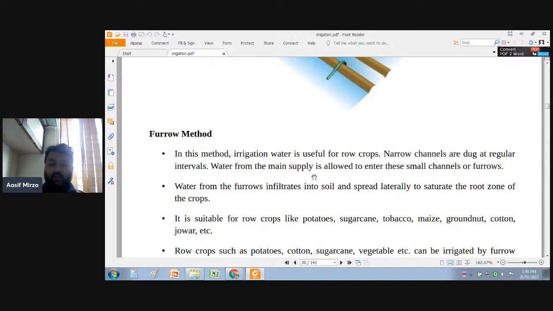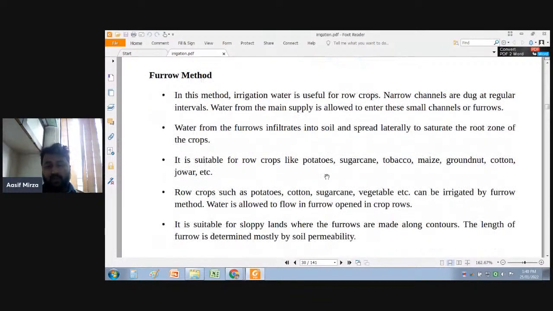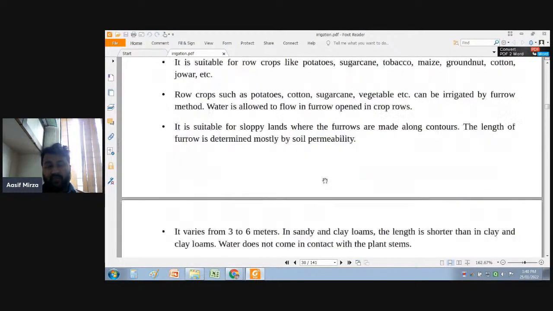Row crops such as potatoes, cotton, sugarcane, vegetables, etc., can be irrigated by the furrow method. Water is allowed to flow in furrows opened along the crop rows. It is suitable for sloping land where the furrows are made along contours. The length of the furrow is determined mostly by soil permeability.